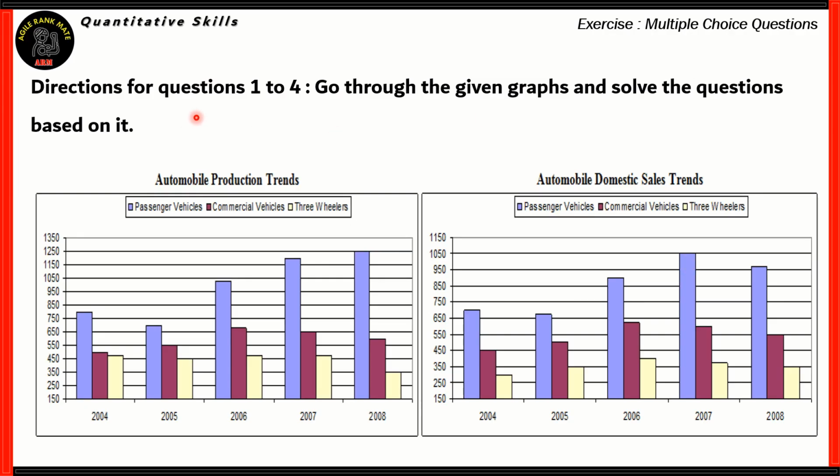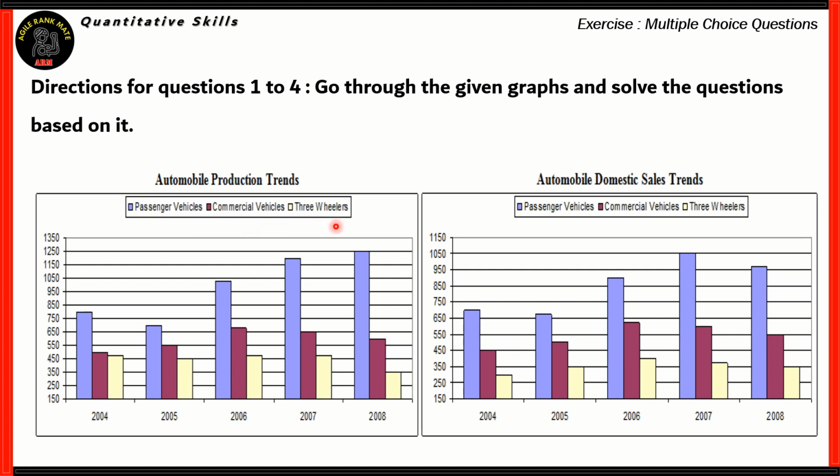Now this particular question has directions for 4 sub-questions, and the directions go as this. Go through the given graphs and solve the questions based on it. So we have a graph on automobile production trends and another graph on automobile domestic sales trends. Both of these are based from the years 2004 to 2008, and they involve passenger vehicles, commercial vehicles, and 3-wheelers.